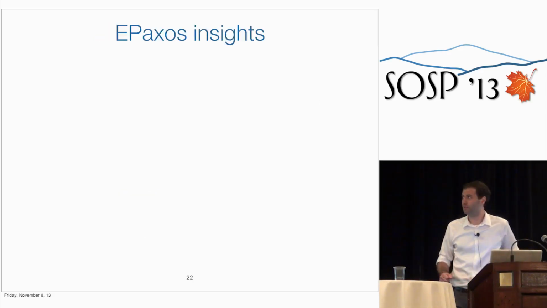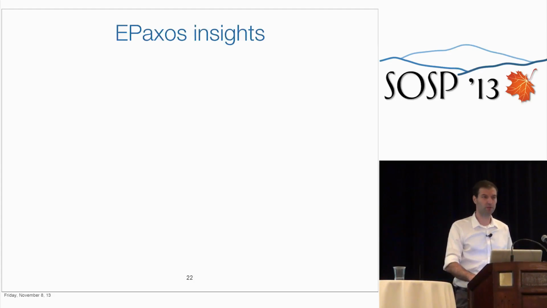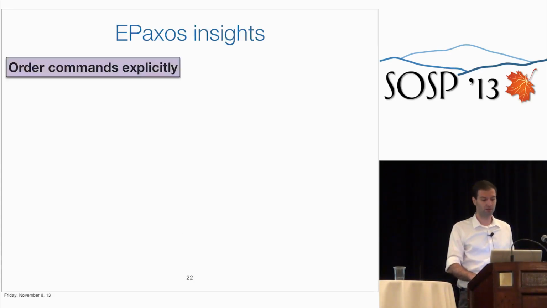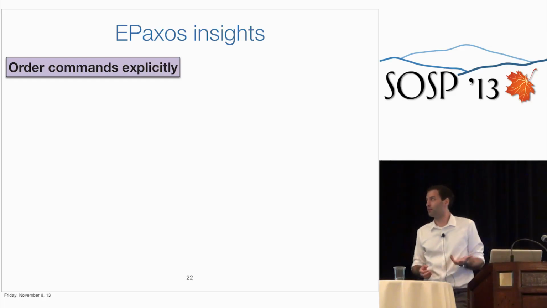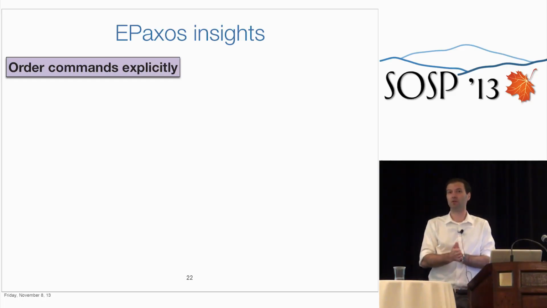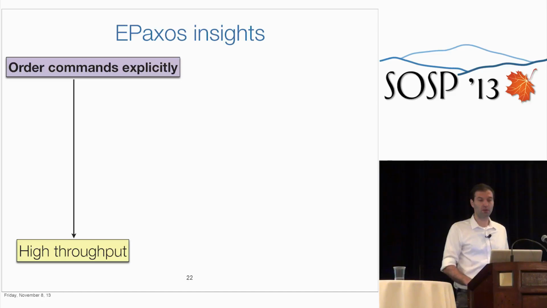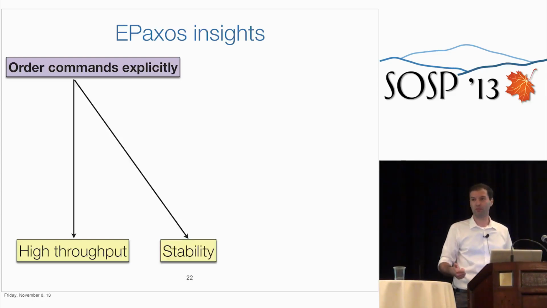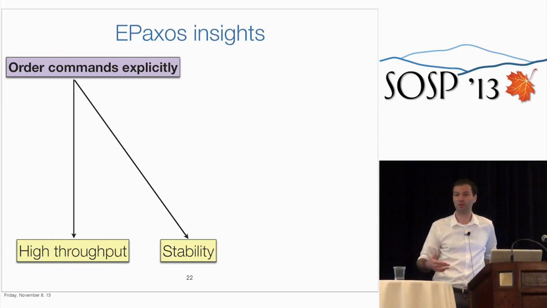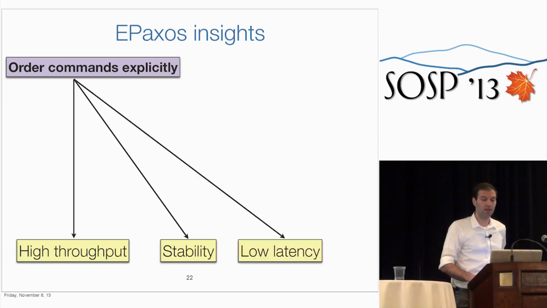So to conclude, I'm going to point out some of the main insights in EPaxos. The main one, the most important one, is that dealing with order explicitly gives us great benefits. First of all, it gives us high throughput because we can balance load evenly across all replicas. It gives us better performance stability because we can avoid replicas that are slow. And because of the same reason, we can avoid replicas that are far away, so it gives us low latency.